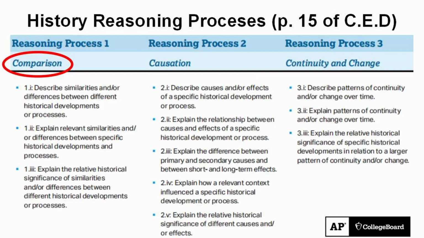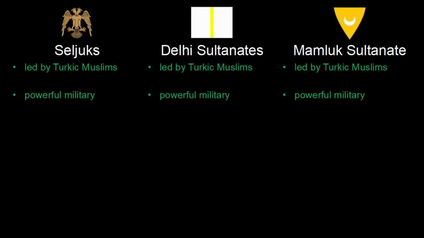Mr. Eichert, can we review with a comparison of all three of these Muslim states, please? Great idea. Comparison is an important history-thinking process, after all. First, let's look at the obvious similarities. All three were Muslim and led by Turkic peoples, and they all came to power largely as a result of having very effective militaries. They're different in terms of how their states impacted the spread of Islam.